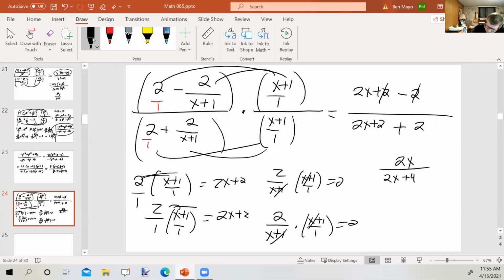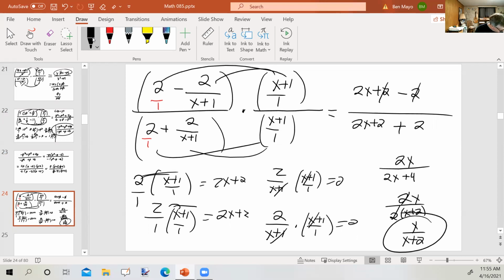Okay. I could factor a 2 out of the denominator and then reduce it down to just x over x plus 2. And there you have it. So that's it for today. Section 7.5, Simplifying Complex Fractions.